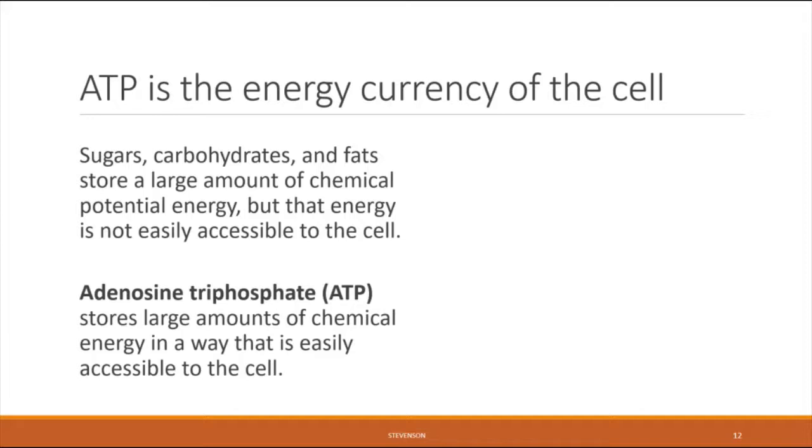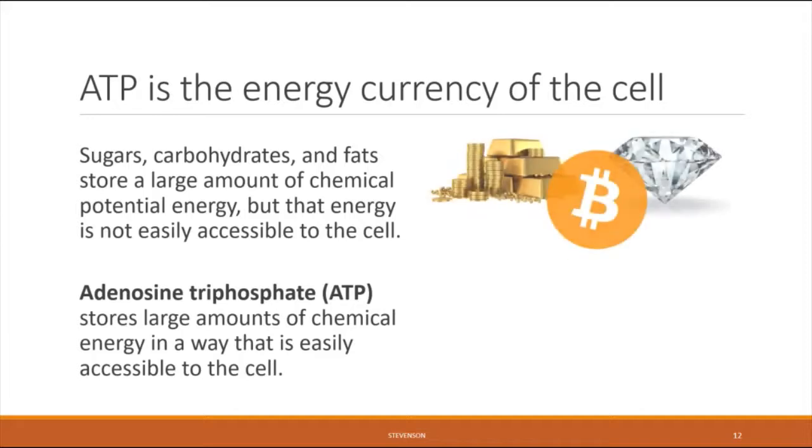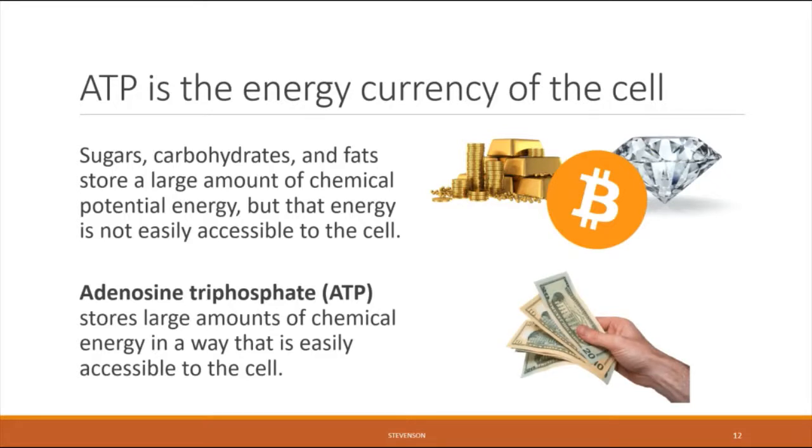So we can think about sugars, carbs, fats, proteins as being like gold bars or precious jewels or a cryptocurrency like Bitcoin. All of these things hold value, but you can't walk into a store and hand them a gold bar and expect to pay for your groceries. It's just not useful. Adenosine triphosphate we can think of as being like cold hard cash.